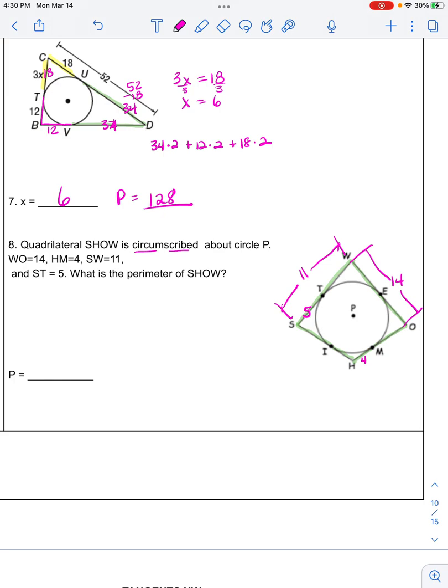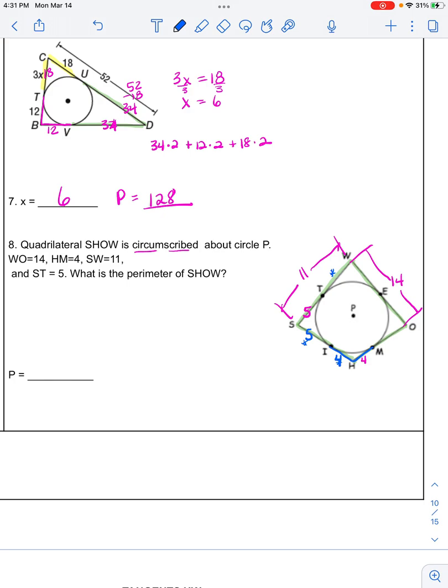So in order to do this, you have to pick a place to start, and it doesn't matter where. But let me tell you, you could start with SI. So you could find SI, you could find IH, or you could find WT. You can start in any one of those places. It doesn't matter. Whichever one you see first. I'll start here at IH. IH is 4 because you have this party hat, HM and HI. Then I know that ST and SI, that has to be 5 because of that party hat.